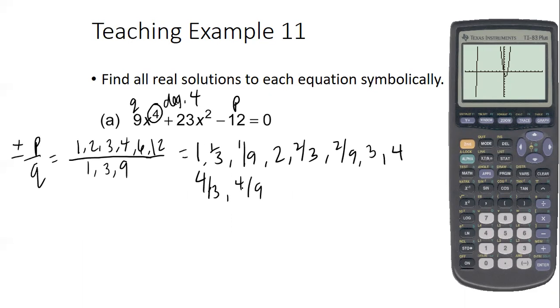then we're on 6. 6 divided by 1 is, 6 divided by 3 is 2, and we already have 2. 6 divided by 9 is, which is 2 over 3, and I already have it, so I don't need to write it. 12 divided by 1 is 12, 12 divided by 3 is 4, got it. 12 divided by 9 reduces to 4/3. So I already have 4/3.